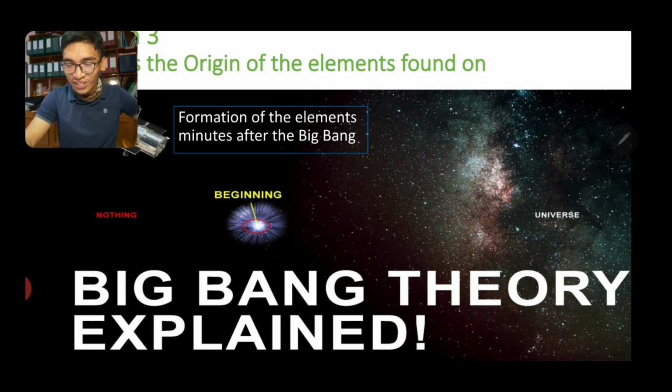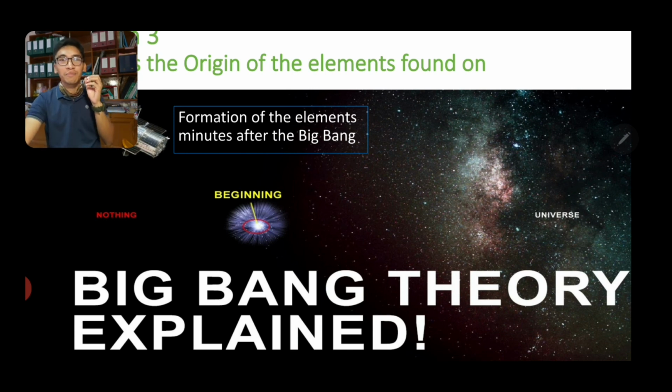Matter and energy decoupled and became separate entities. Now, matter and energy. These are two different things, matter and energy. They separate, okay? Matter is anything that occupies space and has mass. Tama ba, Ma'am Zaira? Tama, okay.